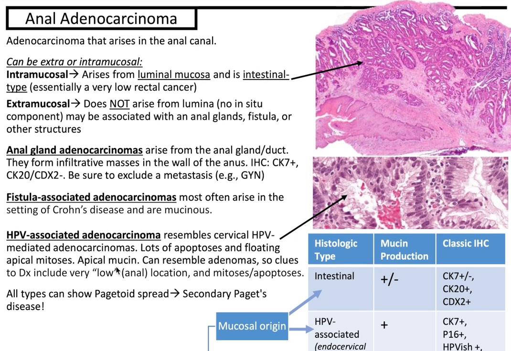Anal gland adenocarcinomas arise from the anal gland/duct. Fistula-associated adenocarcinomas most often arise in the setting of Crohn's disease. HPV-associated adenocarcinomas resemble cervical HPV-mediated adenocarcinomas with lots of apoptoses, floating apical mitoses, and apical mucin.